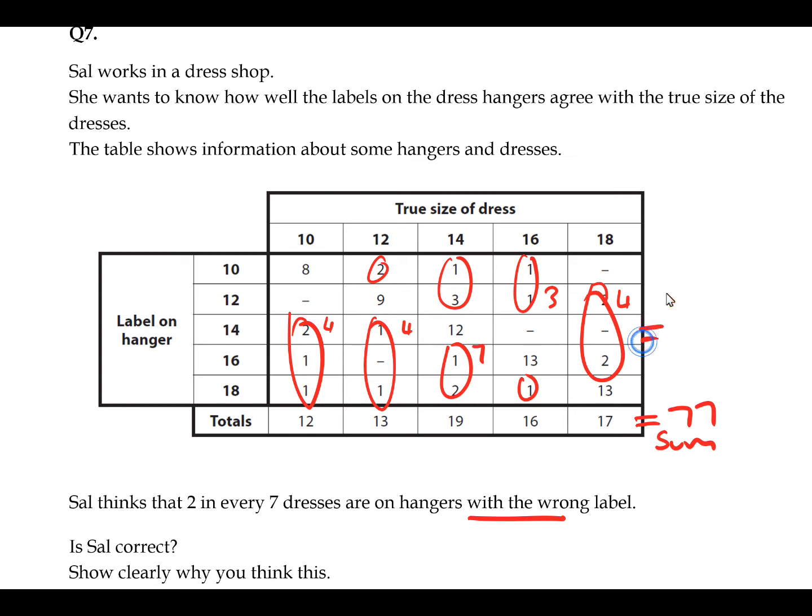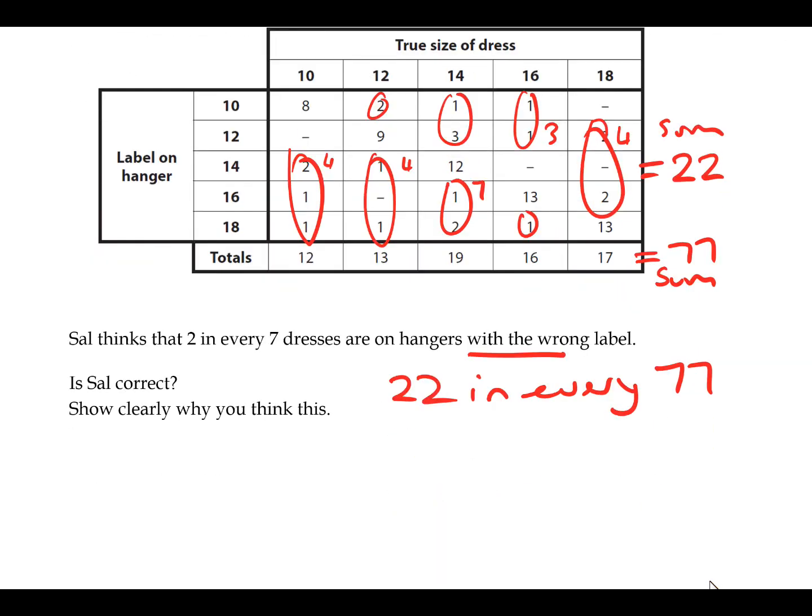So the total from these smaller numbers that are incorrectly labelled are the total of 4, 4, 7, 3 and 4. So add them together and that's 22. So we have a relationship of 22 in every 77. Now we've established that relationship, we can try and simplify it. So if we divide this by 11, we end up with 2 in every 7.